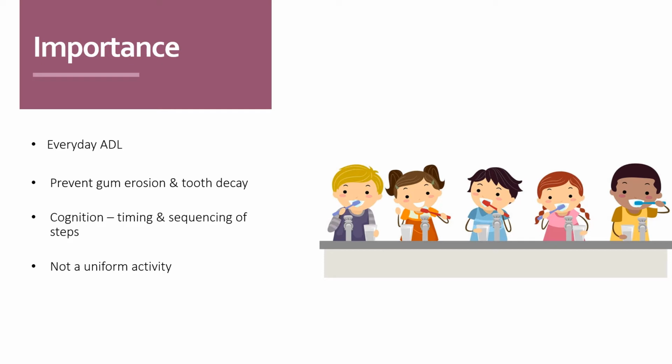Thus, when an occupational therapist is assessing a person's toothbrushing activity, it is important for them not only to keep in mind the range of motion and motor abilities of the client's muscles, limbs, and joints, but also to check for intact cognitive factors, such as spatial awareness and the timing and sequencing of this activity. Additionally, this is not a uniform activity across the board, and therefore teeth brushing will look slightly different for every person.